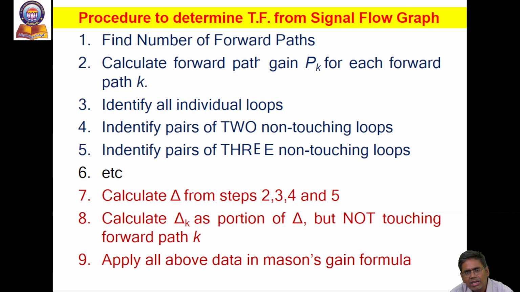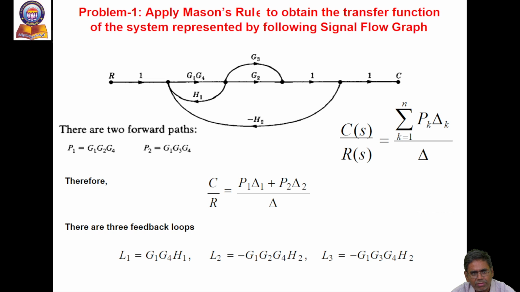Calculate delta using the loops from the previous steps. Calculate delta k, the portion of delta not touching the forward path gain. Applying all the above data in Mason's gain formula gives the overall transfer function of the given signal flow graph.